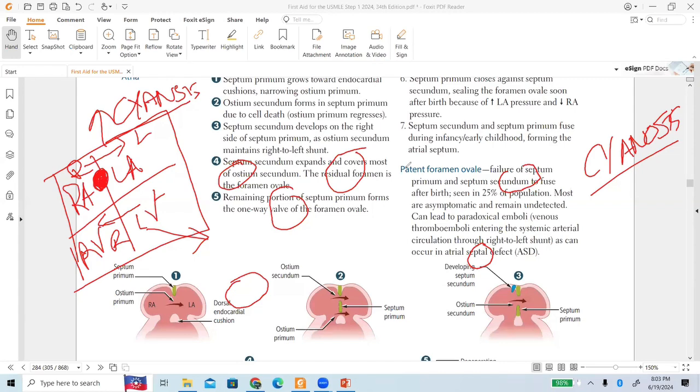So the patent foramen ovale. Can anybody read the patent foramen ovale? This is the most super high yield stuff that is highly repeated in UWorld and NBME. Can anybody read the patent foramen ovale for me?